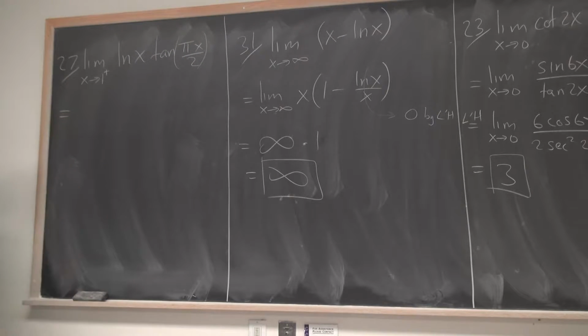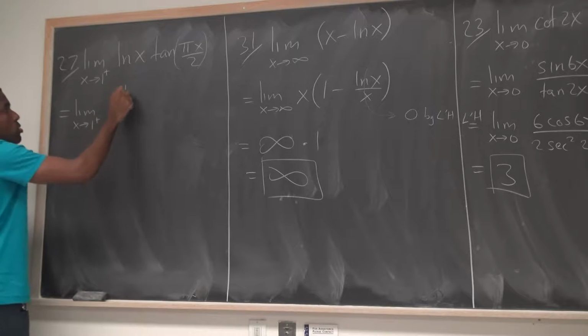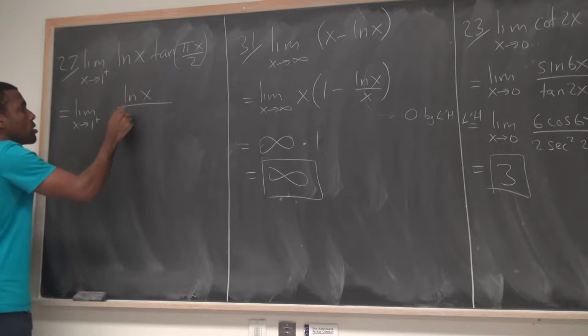What happens here? Bring the tangent to the denominator, so ln x over cotangent of pi x over 2. Why would you want to bring the tangent to the denominator? What form is this? It gives you a 0 times infinity. So we have to change it to a form that's useful. And as he suggested, you can bring the tangent underneath, and write it as a cotangent.